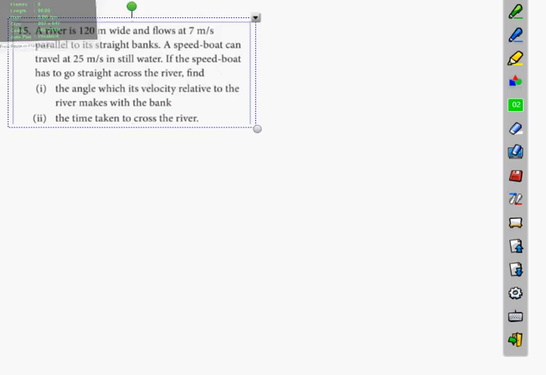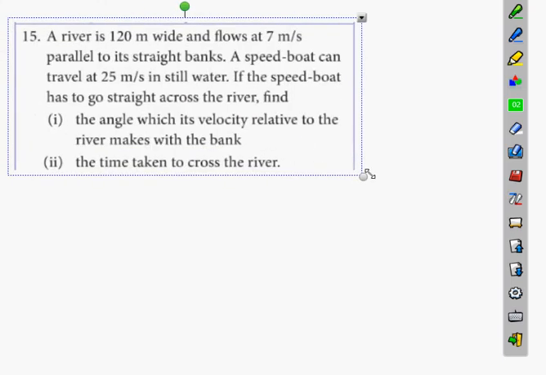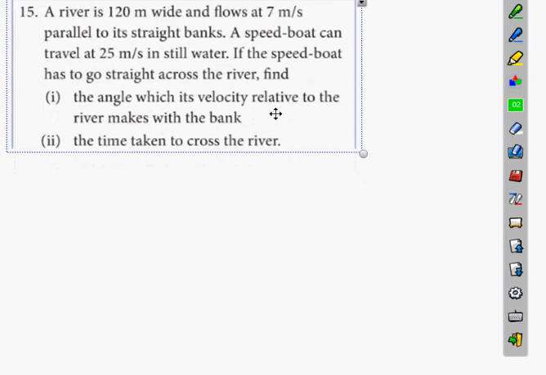Now, what we have is a river 120 meters wide, and it flows at 7 meters per second parallel to its straight bank. So the word parallel to its straight banks means I'm not doing one of those upstream, downstream questions, okay? A speedboat can travel at 25 meters per second in still water. If the speedboat has to go straight across the river, find the angle at which the velocity relative to the river makes to the bank.